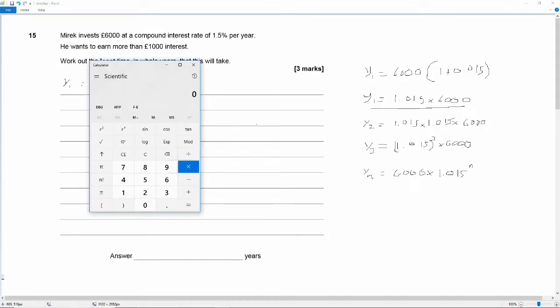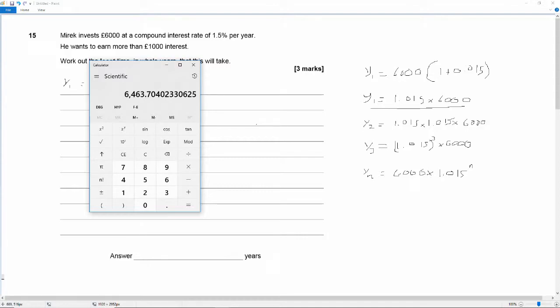Okay, calculator time. So let's just try some trial and error guesswork. So we've got 6,000 times 1.015 raised to the power of, let's guess, say 5 years, why not? And that's equal to £6,463.70. What value are we looking for? He wants £1,000 interest. He started with 6,000, so we're looking for £7,000. So after 5 years, he's nearly halfway there.